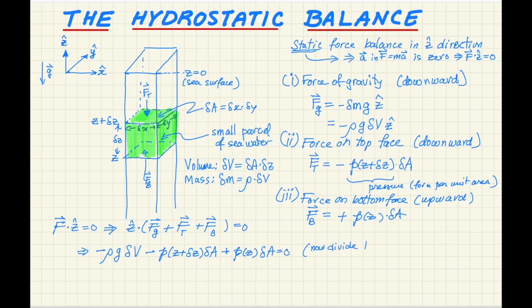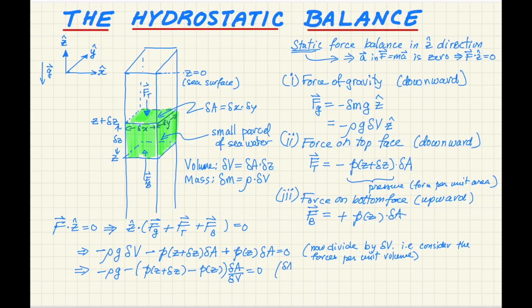Now we're going to do, as we always do in fluid dynamics, is divide by delta V. That is, we're going to consider the force per unit volume. So the delta V goes away on the first term, and now we're going to factor out the minus sign and the delta A. So we're left with minus, open parenthesis, pressure at z plus delta z minus pressure at z, because we factored out the negative sign. And then we're left with delta A divided by delta V, which is simply 1 over delta z.